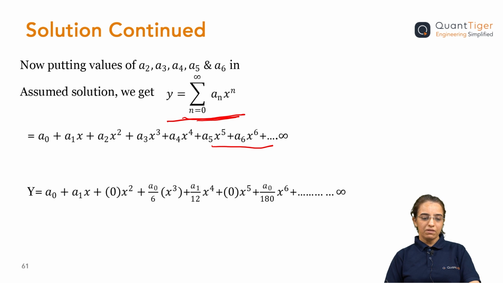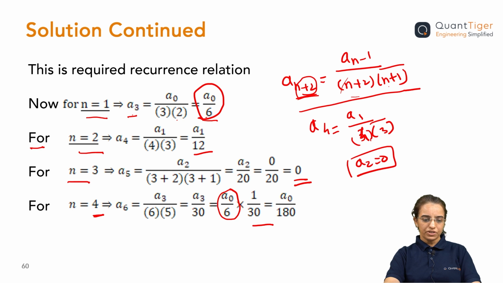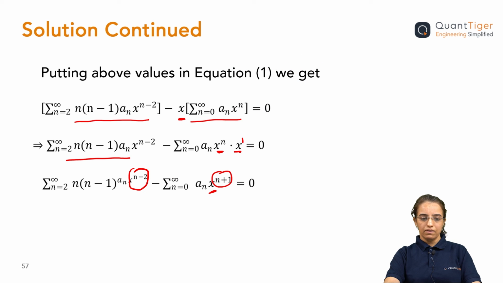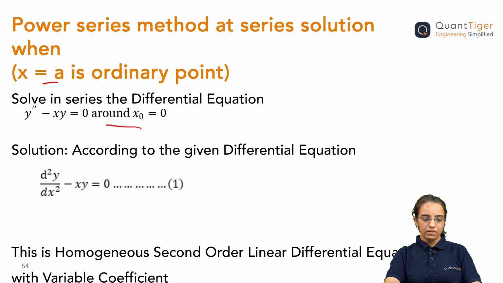So, in this we will keep substituting the values of a2, a3, a4, whichever we found in the previous step. After substitution of the values in this equation, I will get the final answer as this one. So, this is nothing but the series solution of the given equation, which was given in the format of d square y by dx square minus x y.